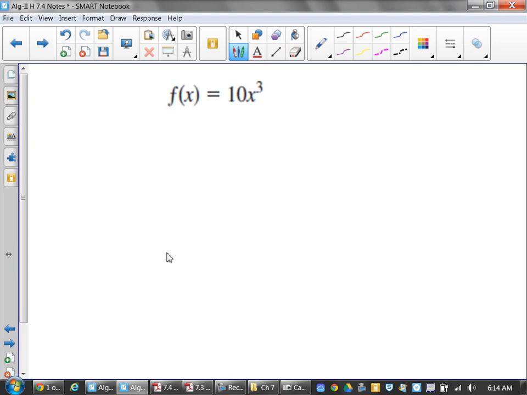Well, this one's actually even easier. So y equals 10x cubed. x equals 10y cubed. Divided by 10. Take the cube root.